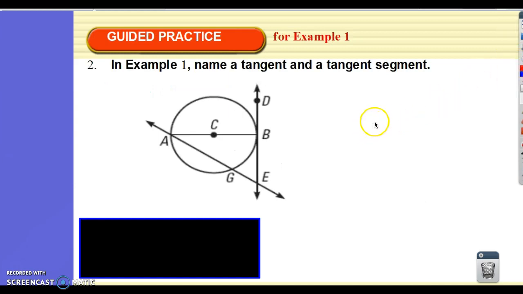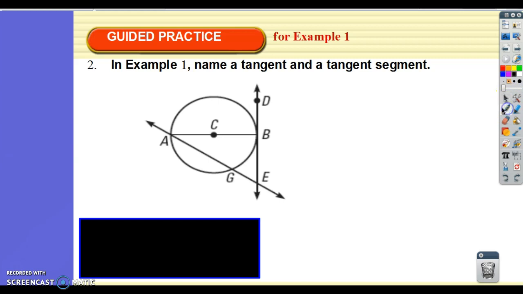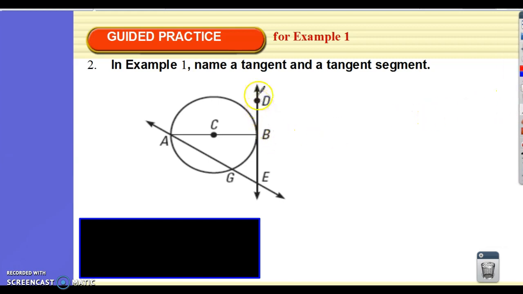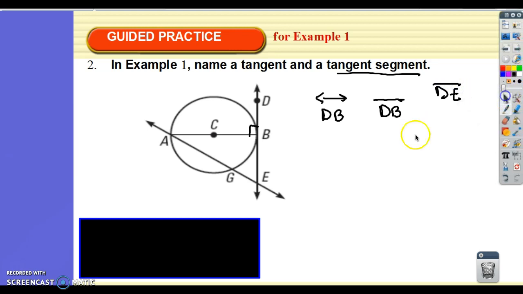In example 1, name a tangent and a tangent segment. A tangent intersects the circle at 1 point and it always intersects perpendicularly. So we can call this tangent DB or tangent DE. So we can go with line DE, line DB, line BE. As long as you're writing it as a line with two of those three letters, that would be a tangent. For a tangent segment, instead of making it a line, you just make it a segment. DB or DE, a segment, not a line.